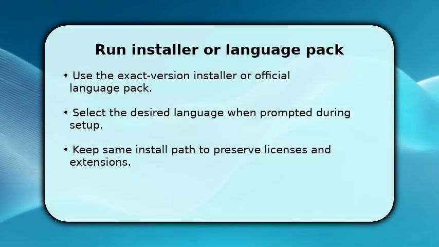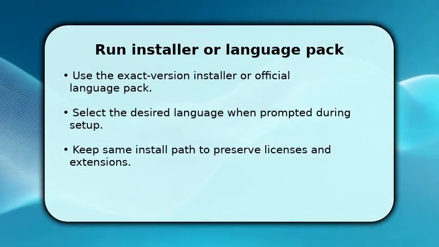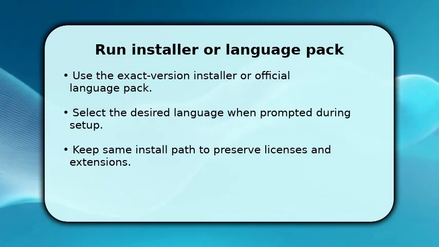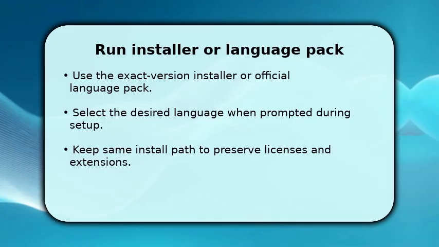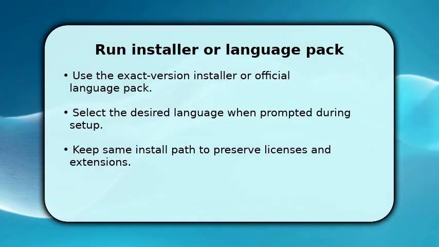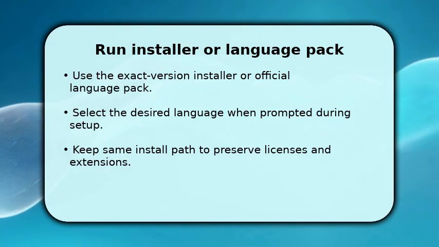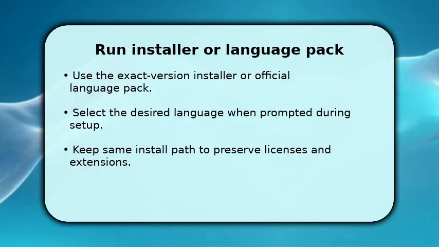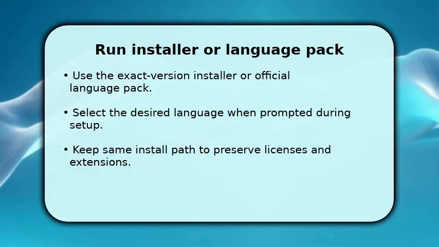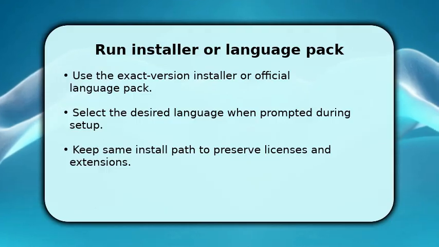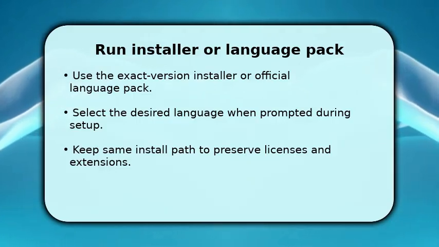With backups ready, run the exact version SPSS installer or official language pack. The installer is the only supported method to change UI language. During setup, choose the desired language at the language selection screen and follow prompts to repair or reinstall components. Make sure to keep the same installation path to preserve existing license files and installed extensions. Once the installer finishes, allow any required post-install license authorization or service restarts so SPSS recognizes it.